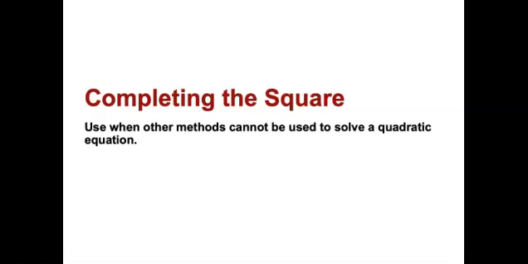We've learned that we can solve by graphing, we can solve by factoring, and we can solve by finding the square root. So when we have a quadratic equation and we cannot use those methods to solve it, we can then look at completing the square. We are going to learn how we can take an equation and manipulate it so that we can solve it using completing the square. So let's take a look at how we do that.